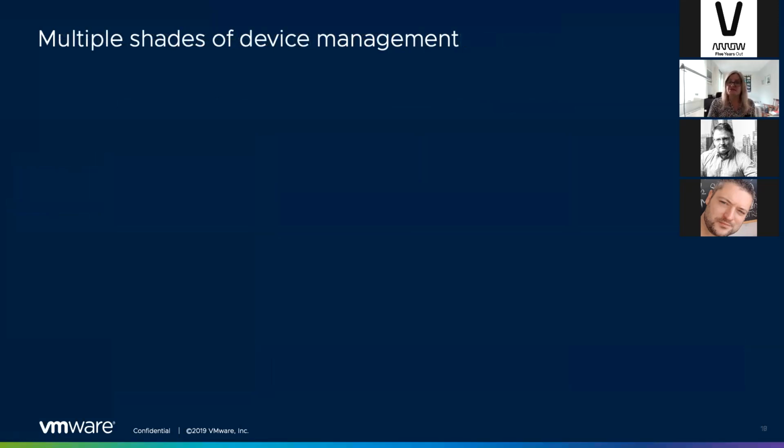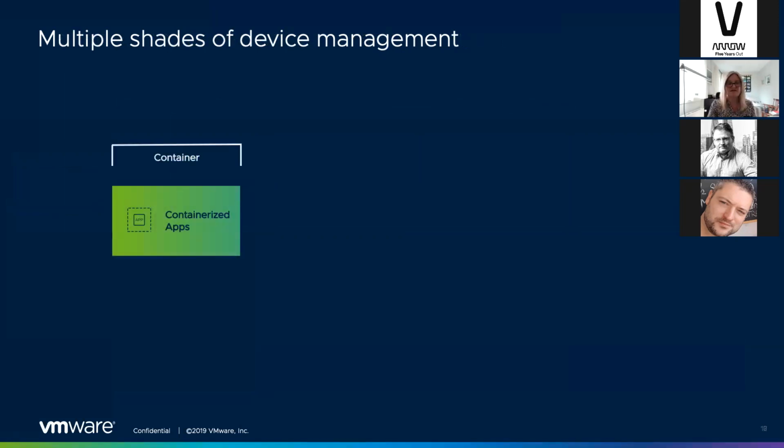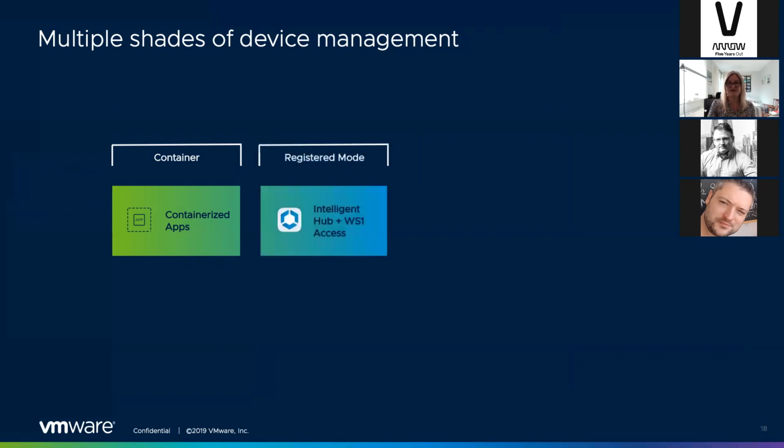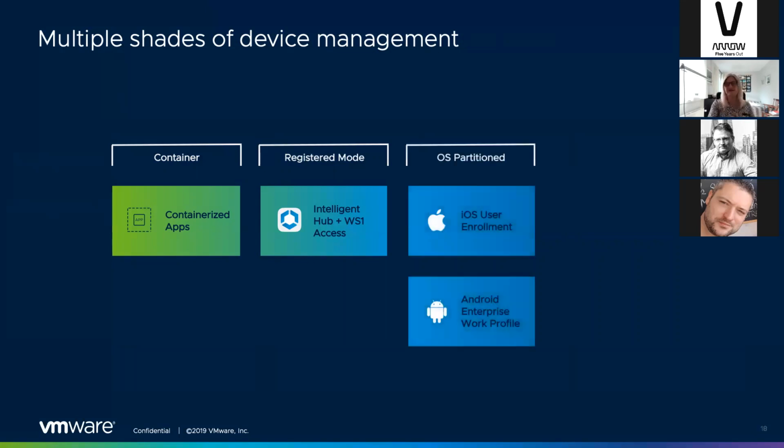There are multiple shades of device management. So if you go and look at device management, you have the first one, which is just containerized apps. So you push out a containerized app that is managed. Then there is the registered mode, where you go into Workspace ONE and register your device. It doesn't mean that it's under full management, but it's registered, and you will have easier access to diverse applications through Intelligent Hub and Workspace ONE Access.